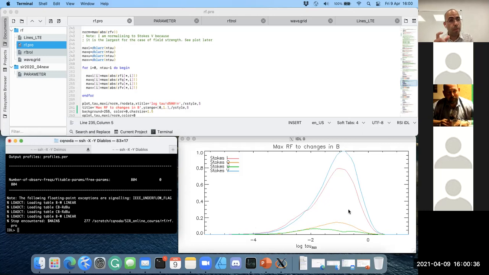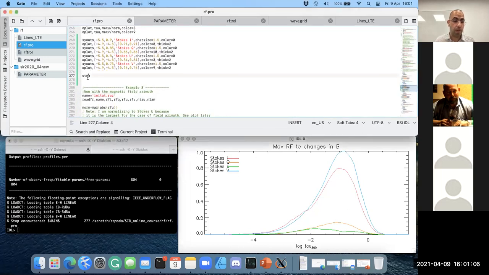So this is also something interesting that you can try to play with and try to understand a bit more. You will see that Stokes profiles show different sensitivity to different atmospheric parameters, and the largest amplitude sometimes changes. In the case of temperature, we saw that Stokes I was the most sensitive. In the case of field strength, we are seeing that Stokes V is the most sensitive.